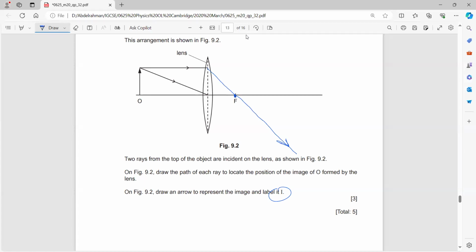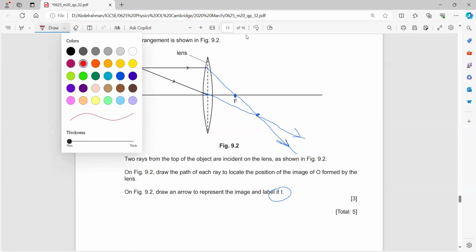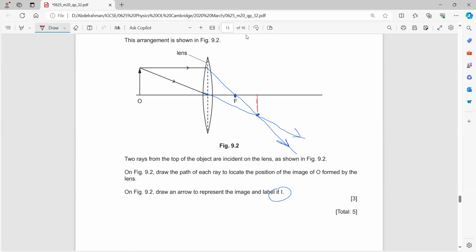The second line, which is passing through the center, should continue as a straight line, to not bend. The point of intersection is the image. So we will draw an inverted arrow, and I will name it I. What are the properties of this image? I know he didn't ask, but what are the properties of this image? Inverted and diminished? No, it doesn't have to be diminished.